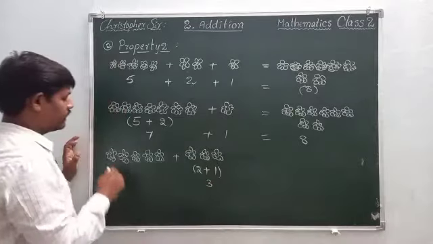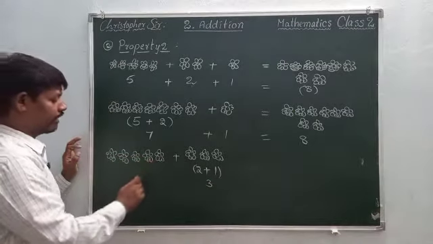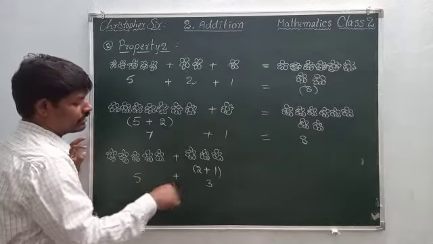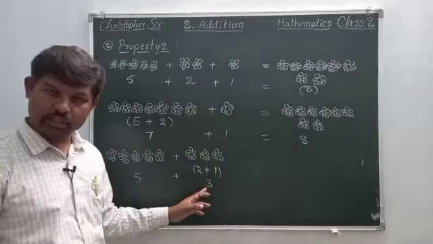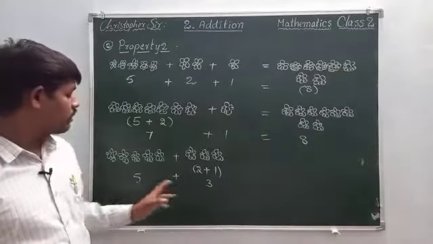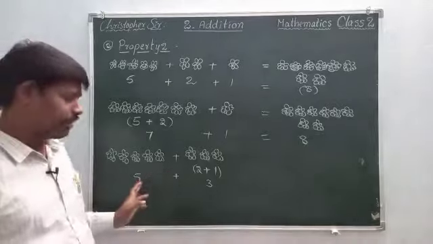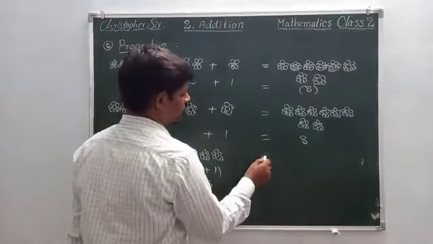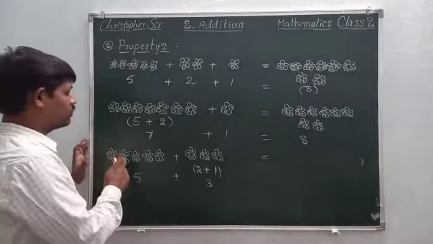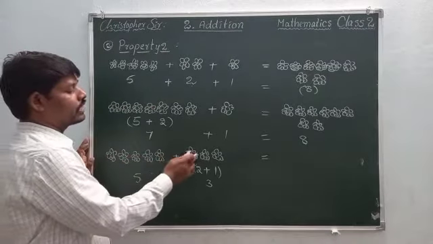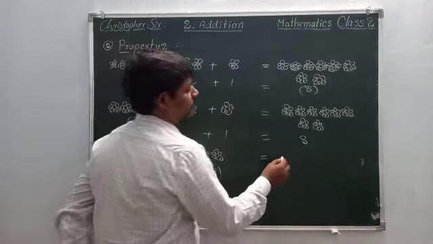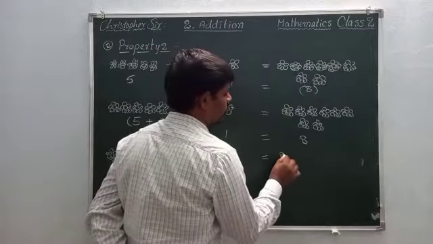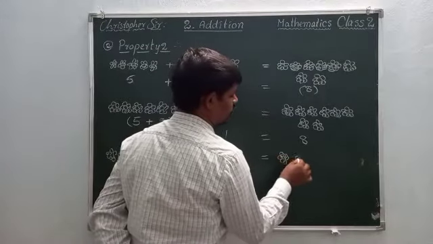3. This is 1, 2, 3, 4, 5. 5 plus 2 plus 1 is equal to 3. So total we have to count 5 plus 3. 5 plus 3 is equal to how much we have to draw here. 1, 2, 3, 4, 5, 6, 7, 8. So again we got 8 flowers.